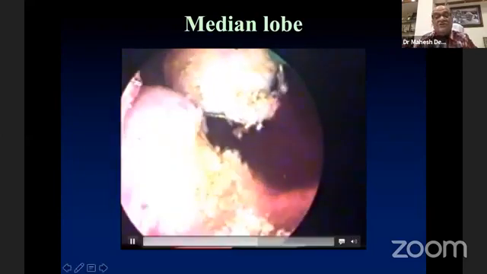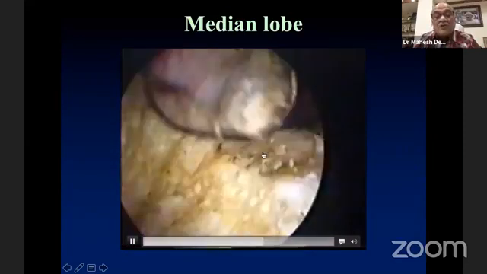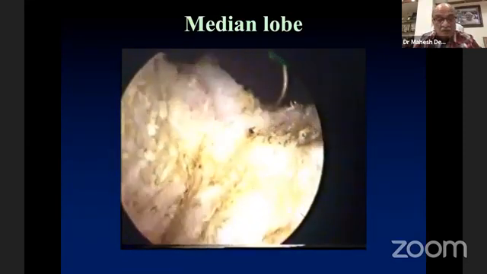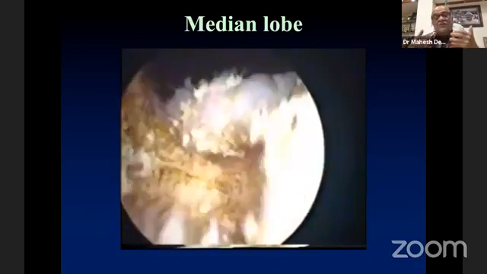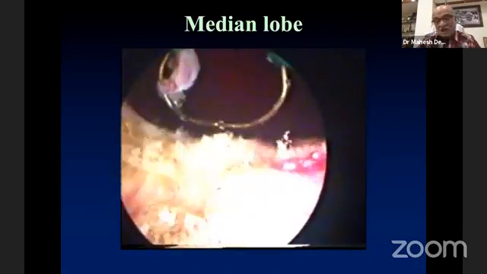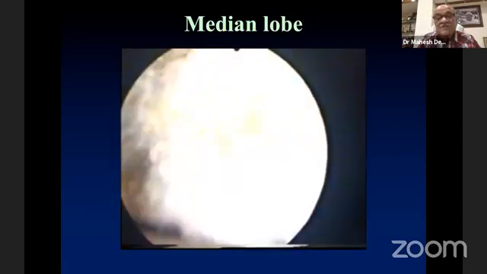Now once your median lobe is over, you will have a good flow. Then your vision is better. Now, if your vision is better, you can do a good resection. So this is how you can remove the median lobe first whenever you have a large one, right?